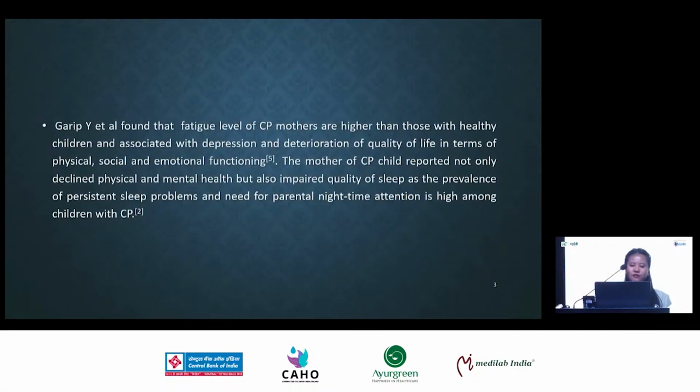Garib Y et al. found that the fatigue level of CP mothers is higher than those with healthy children and associated with depression and deterioration of quality of life in terms of physical, social, and emotional functioning. The mothers of CP children reported not only declined physical and mental health, but also impaired quality of sleep, as the prevalence of persistent sleep problems and need for parental nighttime attention is high among children with CP.